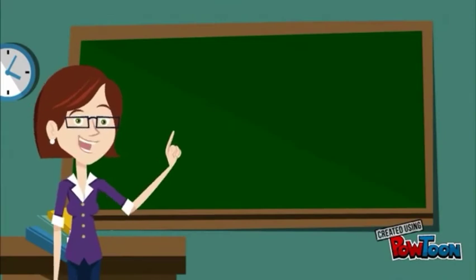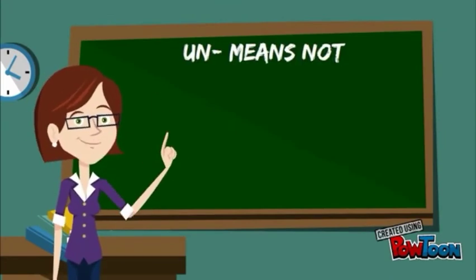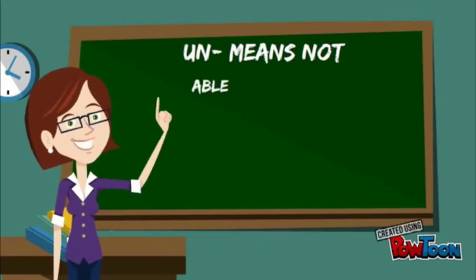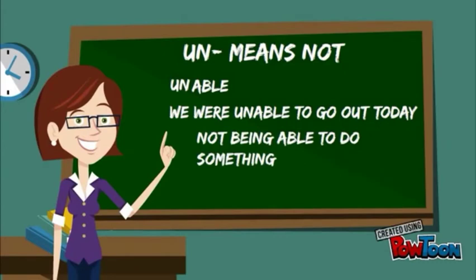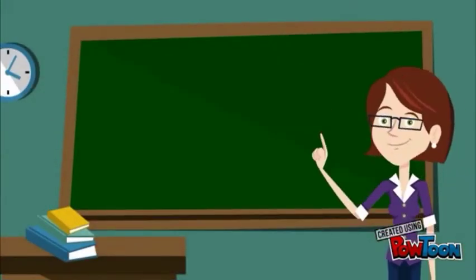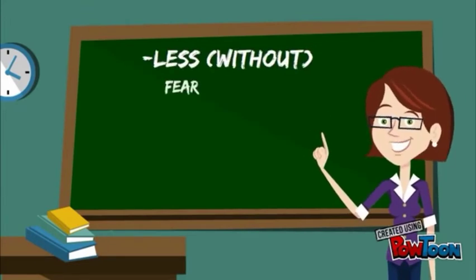Now that we're getting a better understanding of how affixes work, let's keep going. Take the prefix un, which means not, and add it to able. You get unable. We were unable to go out today, not being able to do something. Take the suffix less, which means without, and add it to the word fear. You get fearless, which means without fear.